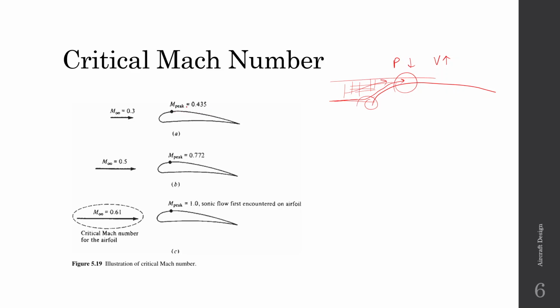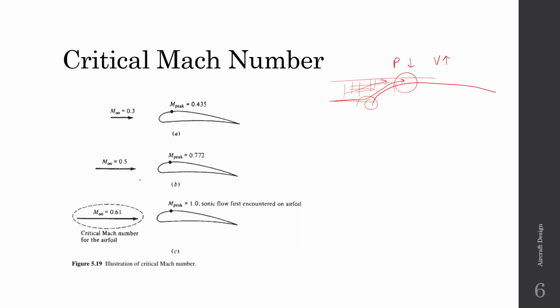Okay, so this is M peak. M peak means the maximum velocity the flow has reached. So in this case it is 0.435. Now let us say instead of 0.3 it comes at 0.5. This is the free stream velocity. Then the flow might accelerate to 0.772 above the aerofoil.